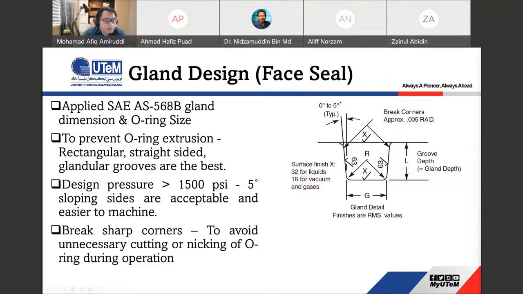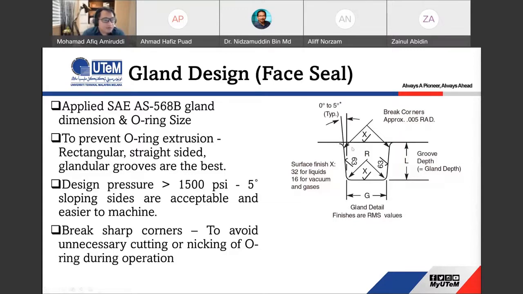So they applied SAE AS568B gland dimension and O-ring size. To prevent O-ring extrusion, I need to remind you that the corner of the groove needs to be filleted, not sharp. Because if you create a sharp corner, it's very easy for the O-ring to extrude.